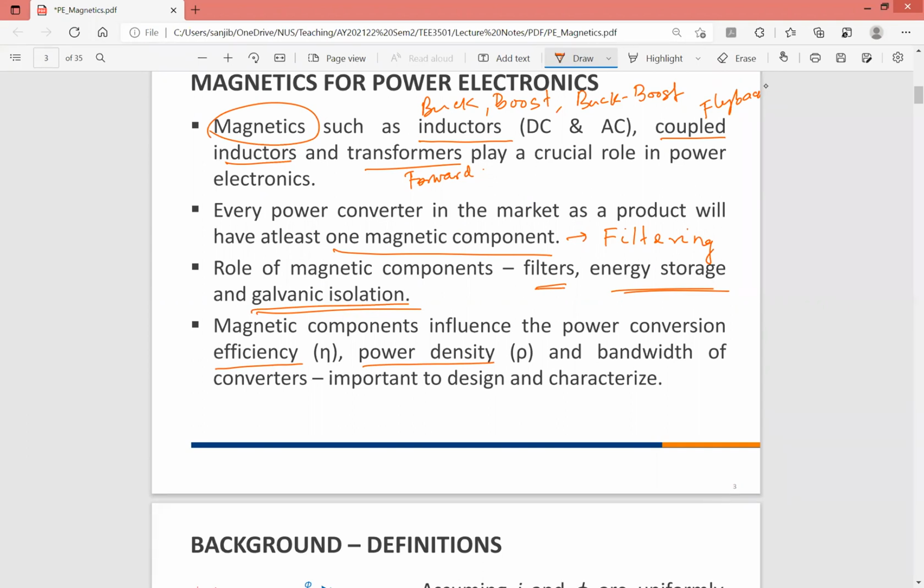The third thing is the bandwidth of the converter. Bandwidth is basically the switching frequency at which they operate, right? So all these things are decided by the magnetics. You can see that the switching frequency and the size of the filtering elements are closely linked. In fact, generally speaking, if the frequency is higher, this leads to the inductor and capacitor size becoming lower, right? That's basically the principle.